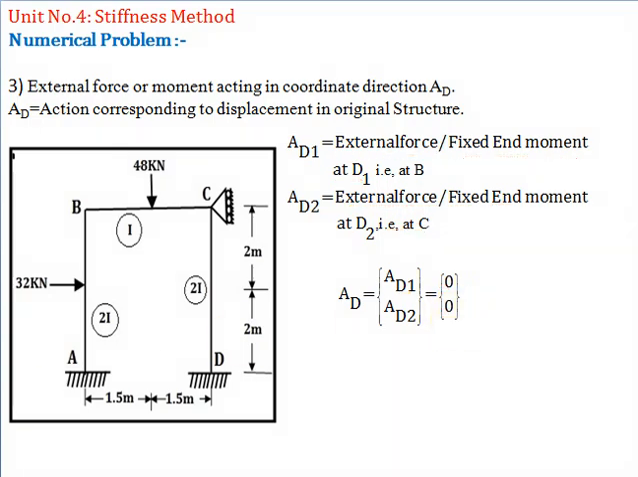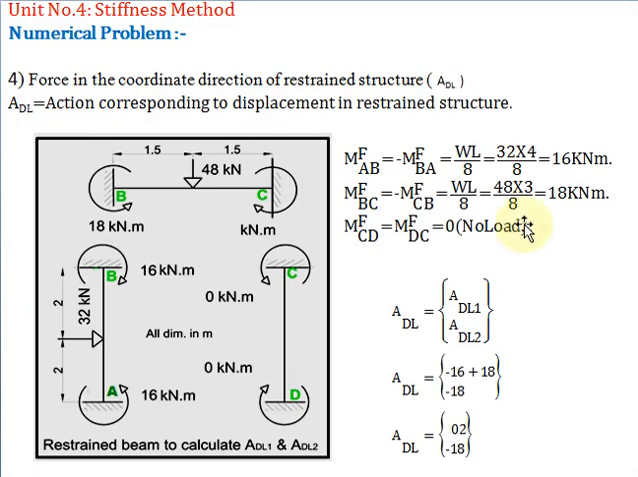Okay. Now after calculating the value of AD1 and AD2, the next step is to find out the ADL matrix. So ADL is nothing but action corresponding to displacement in the restrained structure. So in this, what you have to do? You have to fix the support. Now here at A it is already fixed, at B also we have fixed it. Here also we have fixed. At C also we have fixed the support.